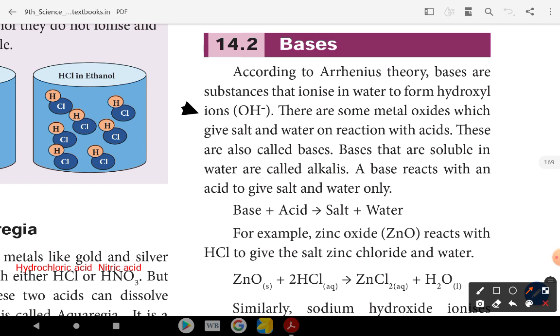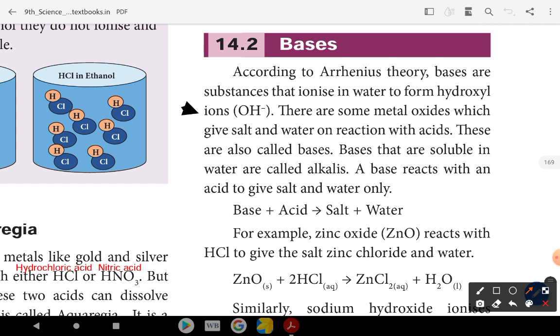These bases are substances that ionize in water. What is ionization? Converting into charged particles. So that is what is called ionization. They become charged particles in water and form hydroxyl ions. When they give hydroxyl ions, they are called bases according to Arrhenius.